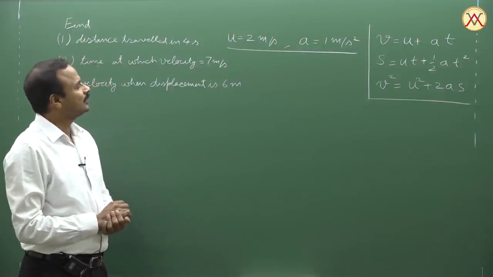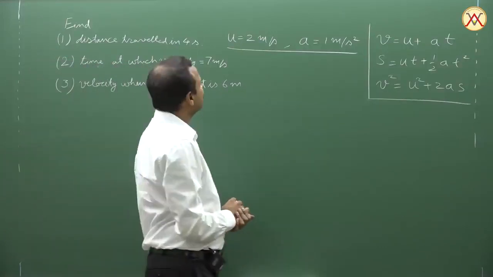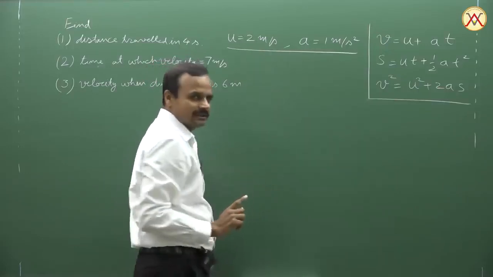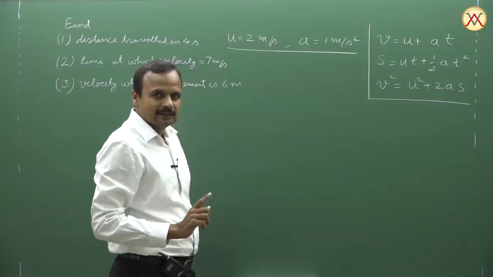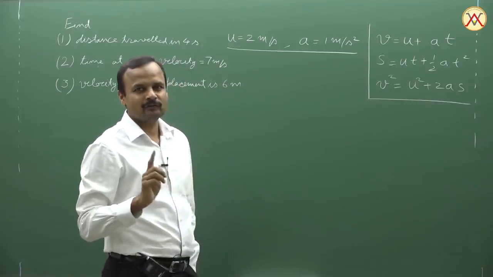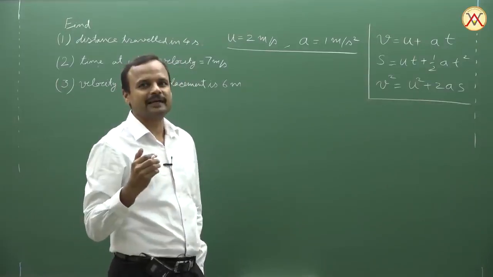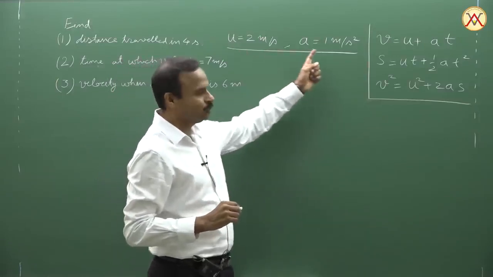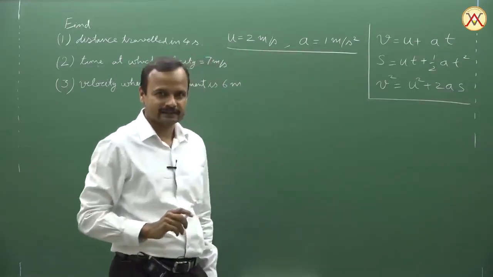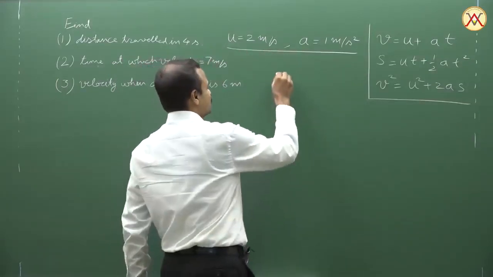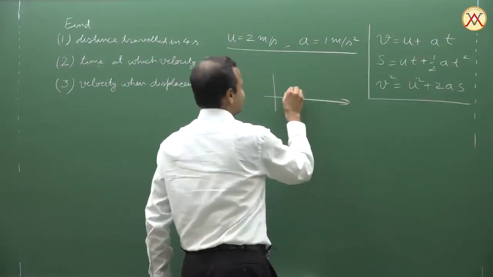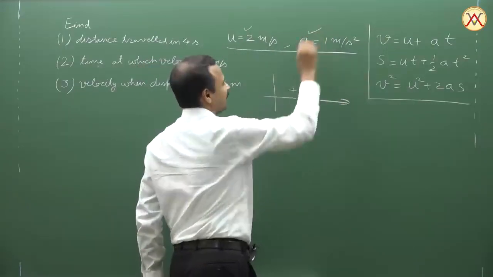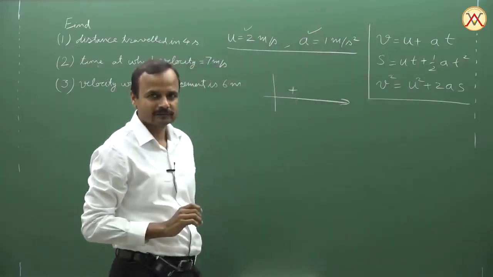Now, first of all, we should think of the signs of these quantities. See, the sign of a vector quantity will be decided by its direction. Question says both U and A are towards right. So, if we choose right as our positive direction, U and A are both positive.